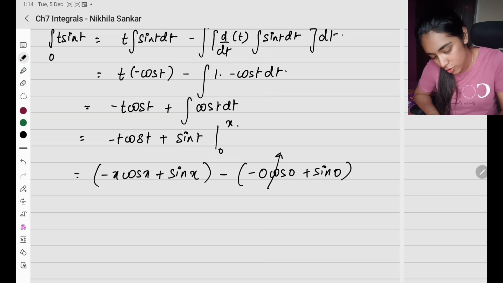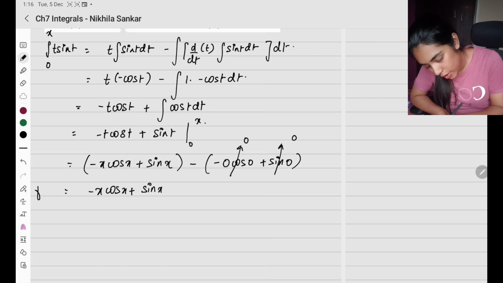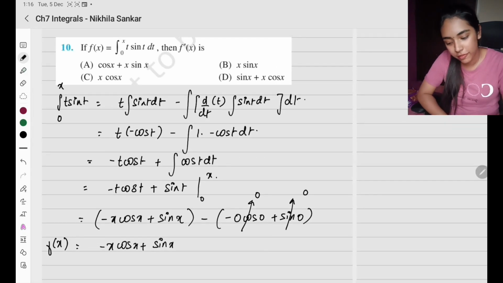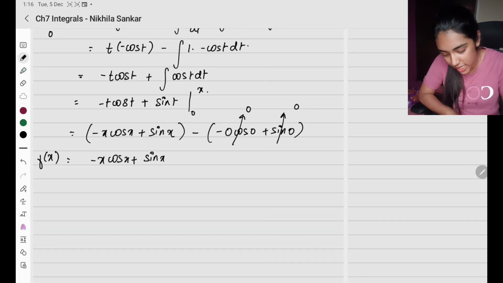0 times anything is 0, and sin 0 is also 0. So both are 0. What am I left with? Minus x cos x plus sin x. So what we have found now is my f of x. We have only found f of x. They are asking for f dash of x. What is asked in the question?